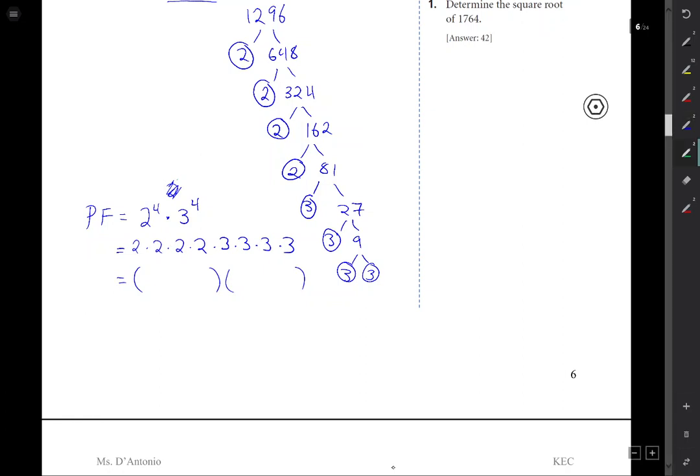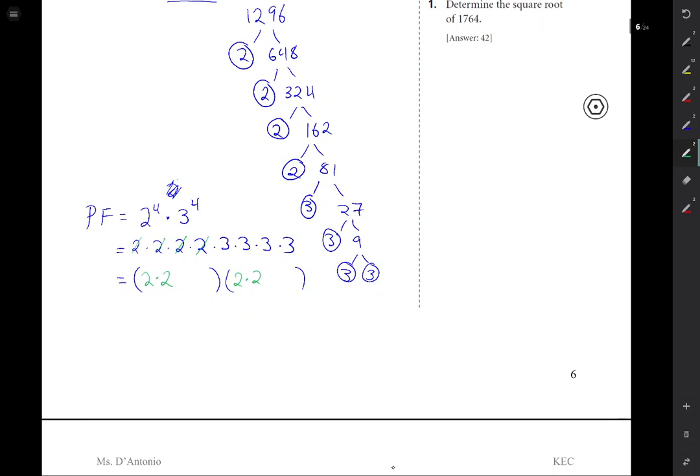So I'm going to do 1 2 in this bracket and another 2 in this one. Then I'm going to take this next 2, put it in the first bracket, and this next 2 in the other one. So now both of the groups have 2 2's that we used from the previous prime factorization.